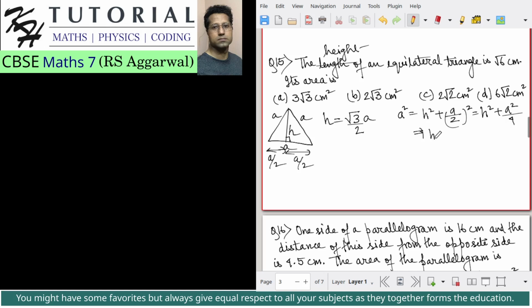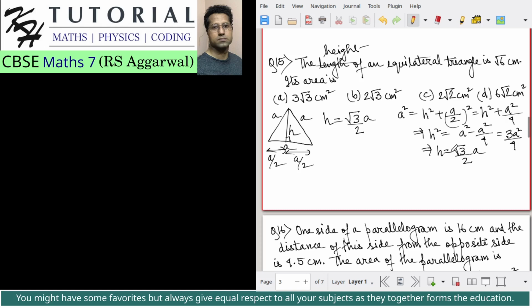So this implies h square is equal to a square minus a square by 4. This is 3a square by 4. So this implies h will be square root of 3 by 2 into a. So remember, this is an important relation. You must always remember that the height of an equilateral triangle is equal to square root of 3 divided by 2 into a. So this height is given and we have to find its area.